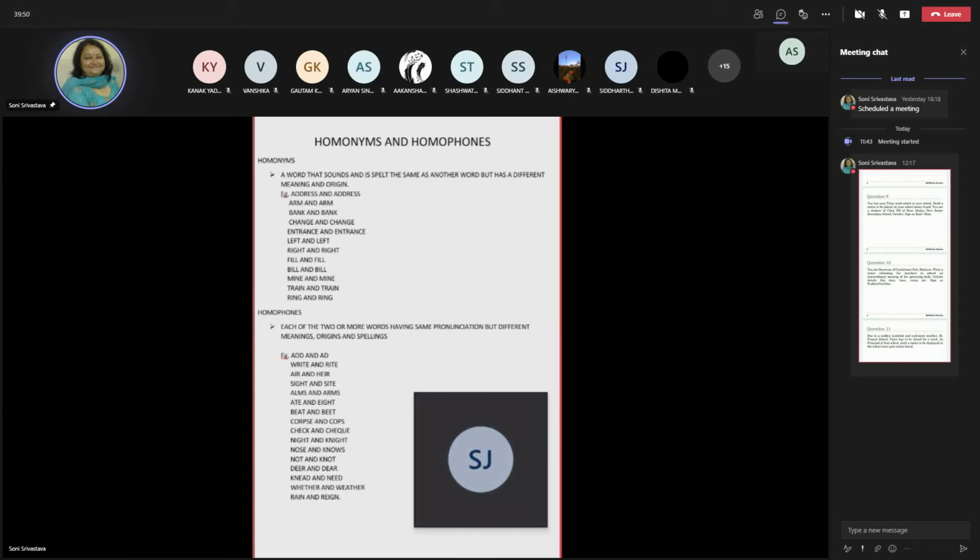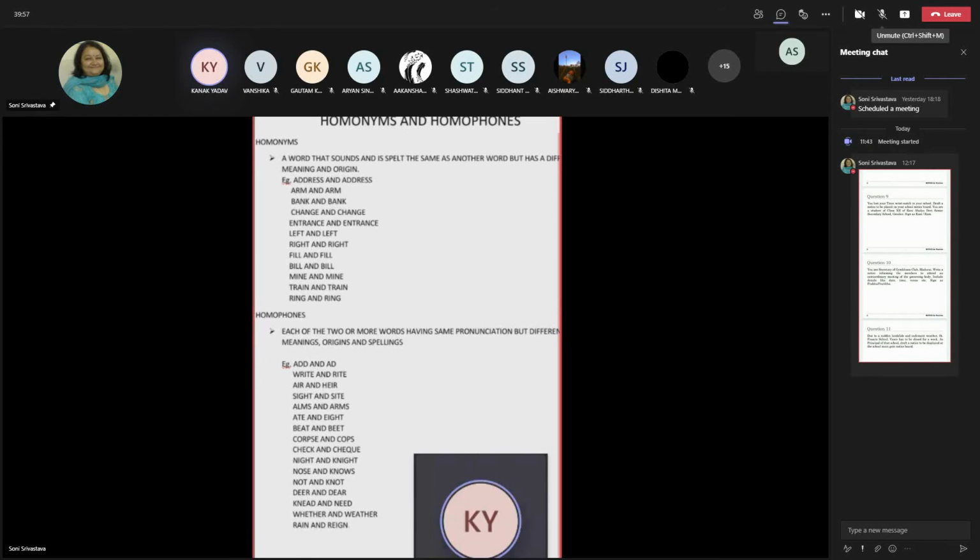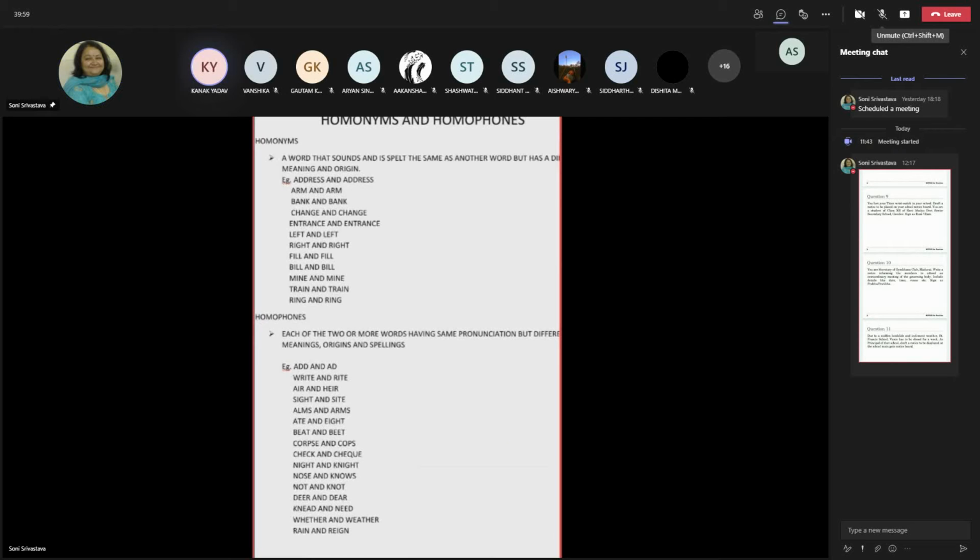SIGHT and SITE. Can anybody tell me? One is eyesight, and the other is location. Very good.